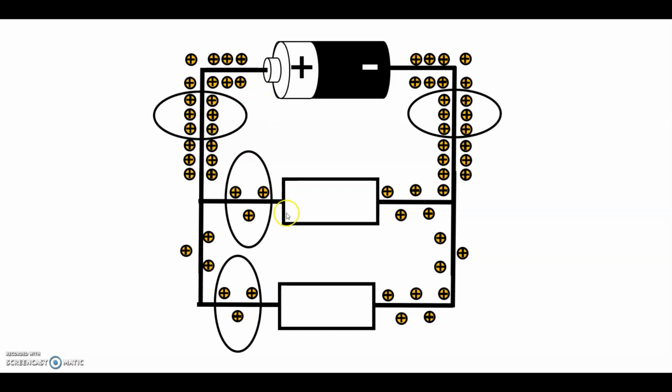Another thing to note here is that I made this so that this resistor and this resistor are identical, which is why you're getting an even split of 3 and 3. But you can get any combination. It could have been 2 and 4, it could have been 1 and 5. It doesn't even have to be whole numbers. You could get 0.5 of an amp going this way, and you can get 5.5 of an amp going this way.